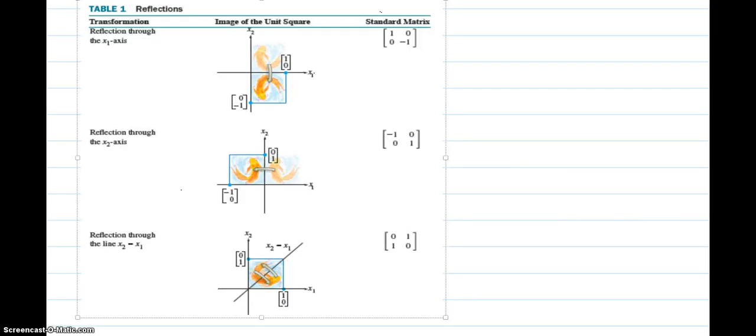There's a table in this section. If you look at table 1, it shows you the first 3 are the 3 examples that we did, reflection through X1, and these are the answers. There is more, so if you check out that table, you can practice them all. There's a reflection through X2 equals negative X1, through the origin, and others.